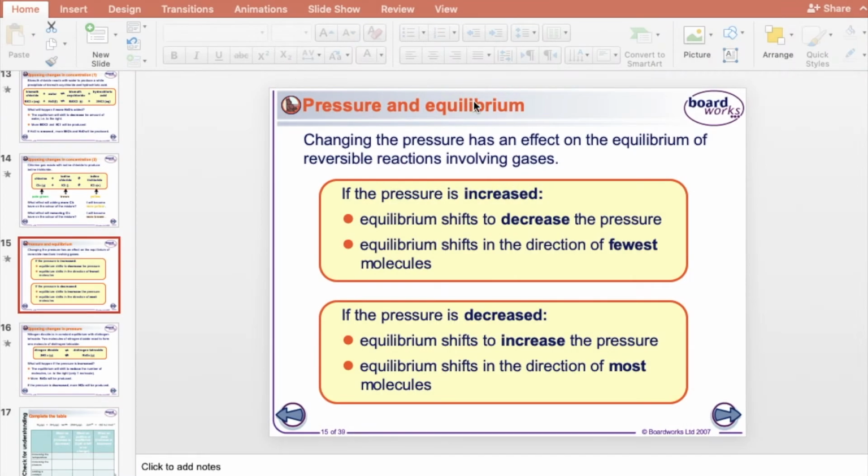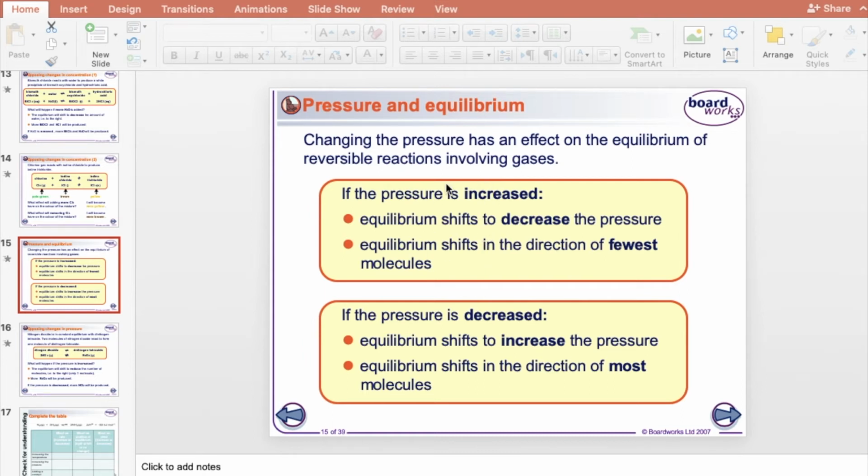Let's look at the pressure and dynamic equilibrium. This is one of the three main factors affecting dynamic equilibrium according to Le Chatelier's principle. So we've already done temperature and, sorry, concentration. We're looking at pressure now. So if you change the pressure, you're definitely going to stress the dynamic equilibrium, and it won't be in the middle of your reversible reaction. It will shift either to the right or to the left.